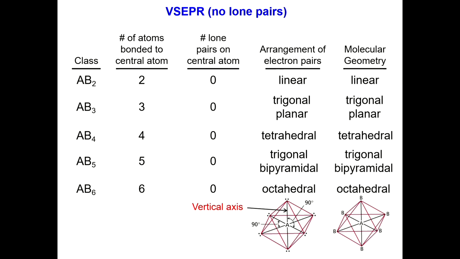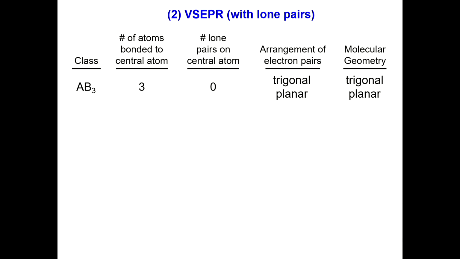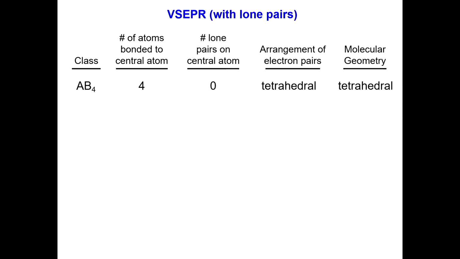But many molecules have lone pairs. So in these cases, the first step is to figure out its arrangement of electron pairs. Now in this case, AB2E, its arrangement of electron pairs is trigonal planar, but the molecular geometry is only this part, so it's bent.